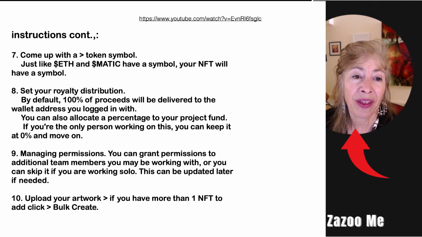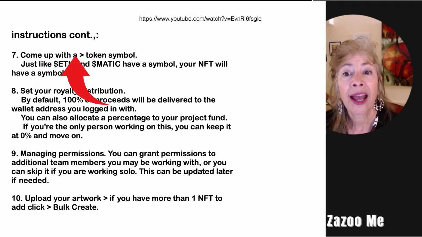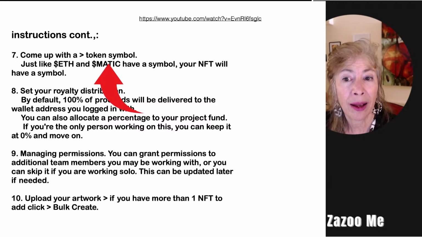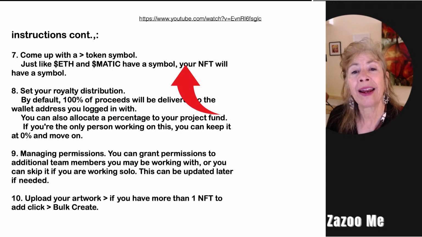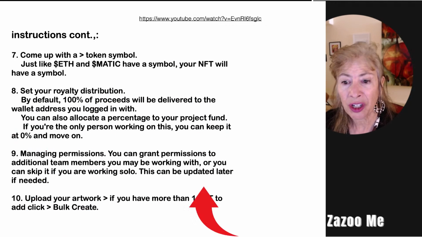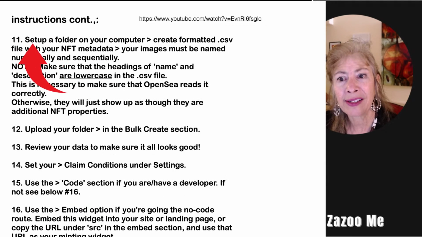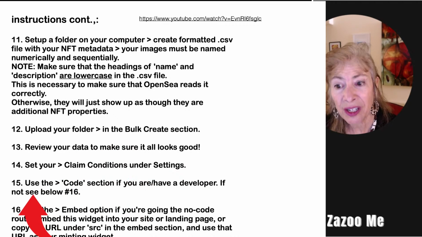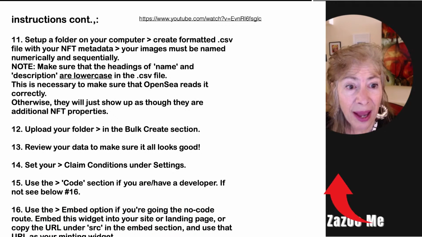Another super cool thing with them is that you create your own cryptocurrency on there. You come up with your token symbol, just like Seth or Matic did, and you have a symbol that will be your own NFT collection symbol. Set your royalty, manage permissions, upload your artwork. Set up a folder, upload your folder, review your data, set your claim conditions. Use the code section if you have a developer, and if not, just use the embed option.